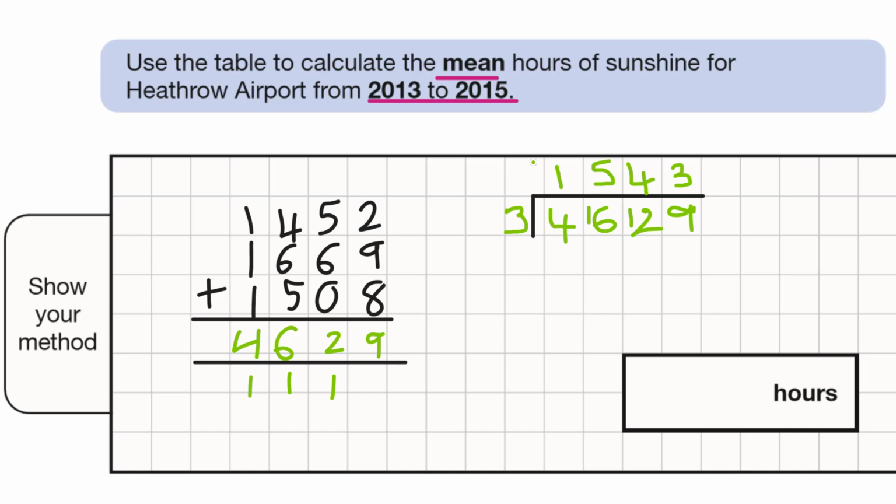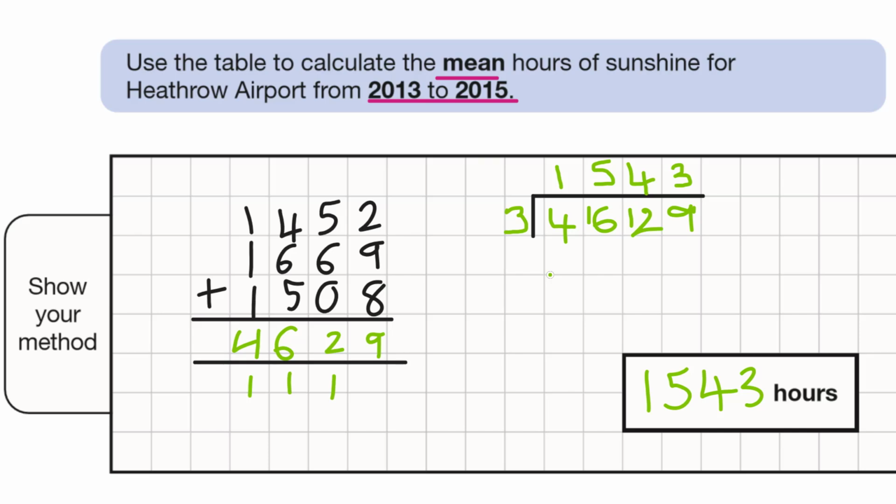This is short division. So our mean hours, now the mean hours will always be a number that is roughly in between those other 3 numbers. Okay, so you can see it's bigger than the smallest number and it's smaller than the biggest number, and that's what we're looking for. So the mean hours of sunshine is 1,543. If your answer was smaller than the smallest number or bigger than the biggest number, then you've done it wrong. You need to go back and have another go.